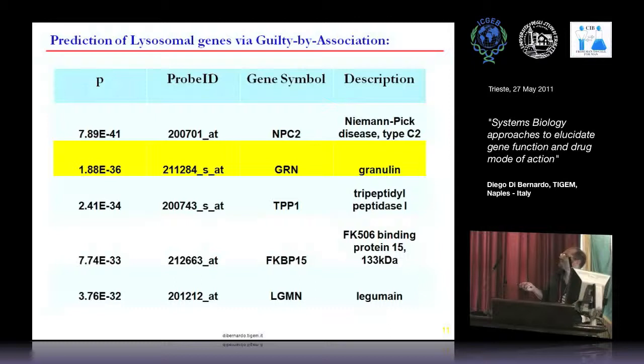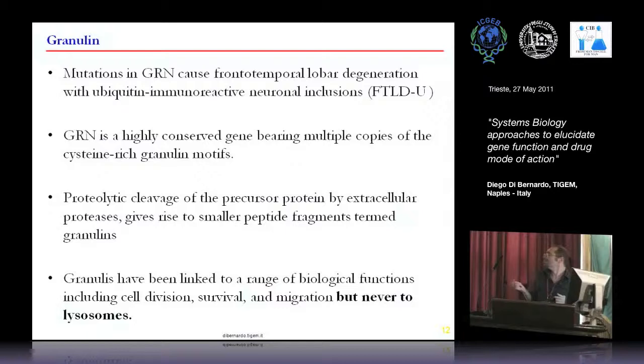And we saw that these are the prediction confidence that we have. The first gene, the one with the highest confidence, was this Niemann-Pick disease gene, which is a known lysosomal gene. And the second gene with a very high confidence was granulin, which is a gene that causes neural degeneration, dementia. It is not known to have any function related to lysosome. It is known to have a growth factor-like activity, and its function is not clear at all. But we had this prediction that it is involved in lysosome.